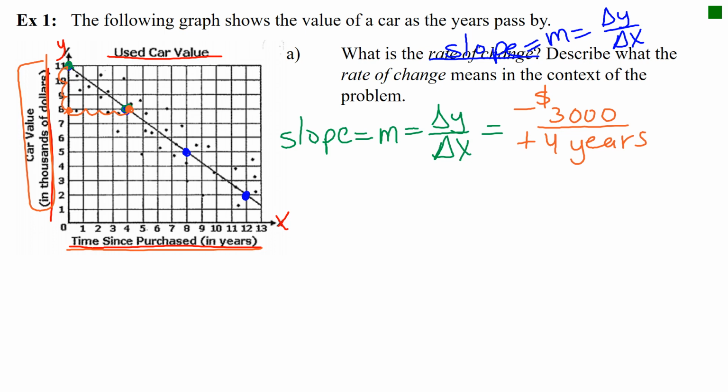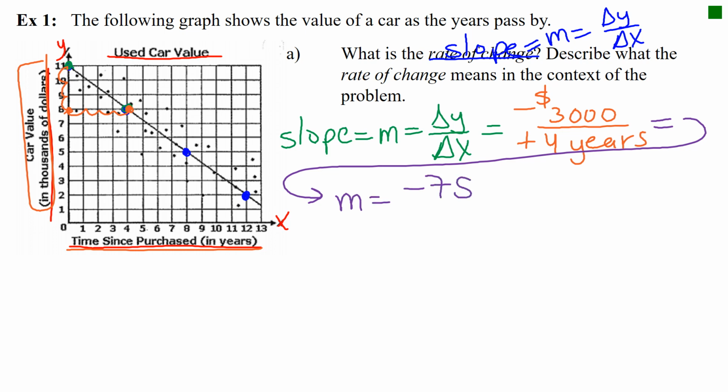So on your TI Inspire calculator, you can do negative 3,000 divided by 4, decimal point, press enter because we want an actual simplified answer. That should give you the final answer. And actually, I'm just going to take it to the next line, where m equals negative 750. Okay, that is our slope.